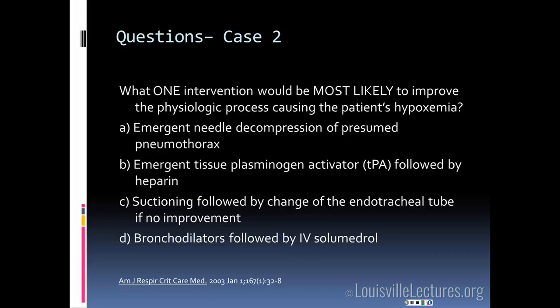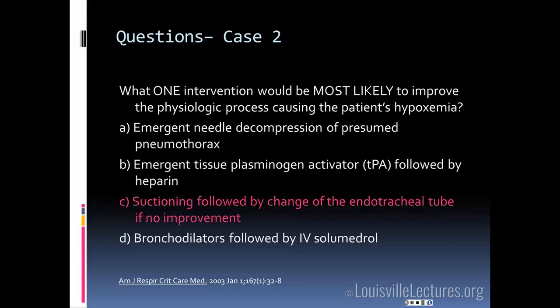Emergent needle decompression of presumed pneumothorax. B, emergent TPA followed by heparin. C, suction followed by changing the endotracheal tube if no improvement. D, bronchodilators followed by IV Solu-Medrol. And the answer here is suctioning.